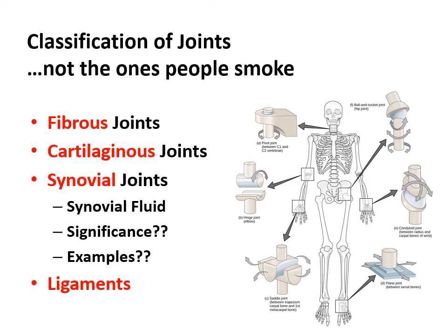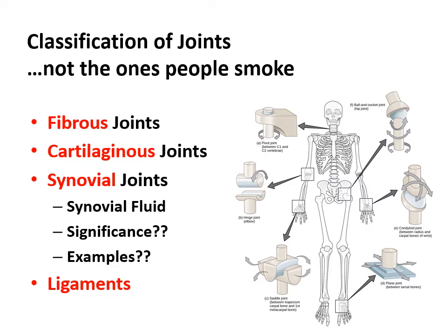You then have cartilaginous joints, and just like cartilage suggests in the name, these are the joints in which the bones are connected by cartilage. Now, when you hear cartilage, that means you have slight movability to these joints, okay? These are the joints that you would find between your vertebrae along your spine.